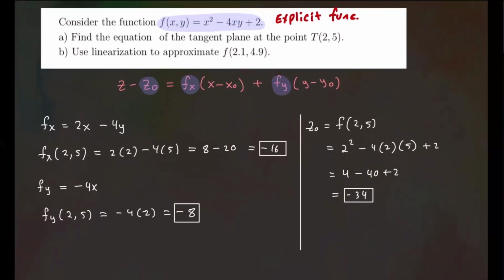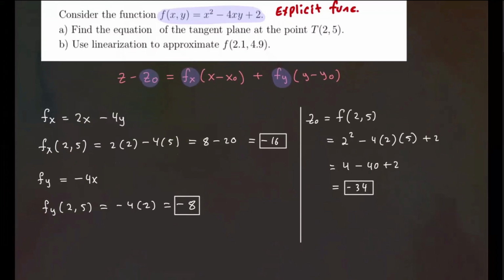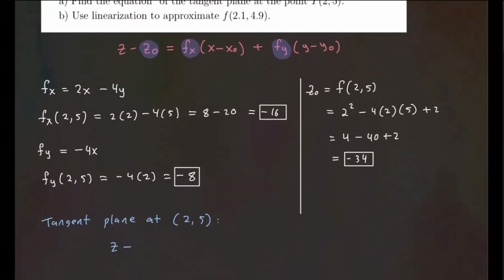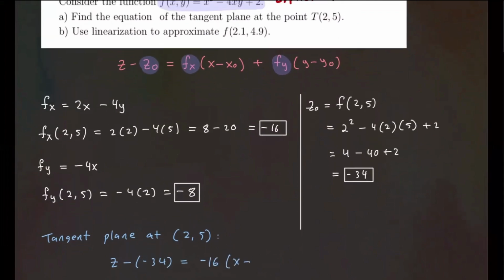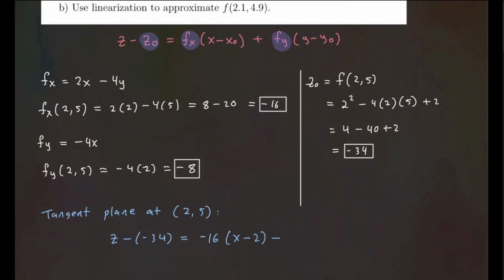Now, substituting everything into the tangent plane, we will have our tangent plane to the surface at the point 2 comma 5. It's going to be z minus z0, that's negative 34, is equal to partial of f with respect to x, that is negative 16 as we computed, times x minus x0. Well, x0 is your point right here, that's 2. So it'll be x minus 2. And then plus, but this is a negative, partial of f with respect to y, that's negative 8 times y minus y0. y0 is 5. That is your tangent plane.